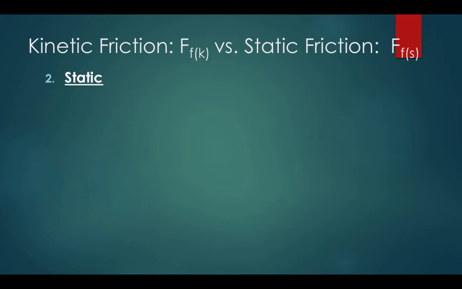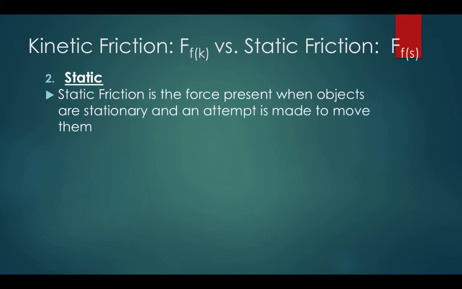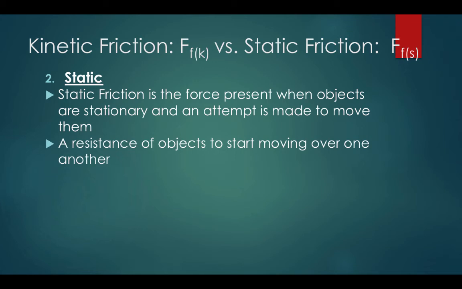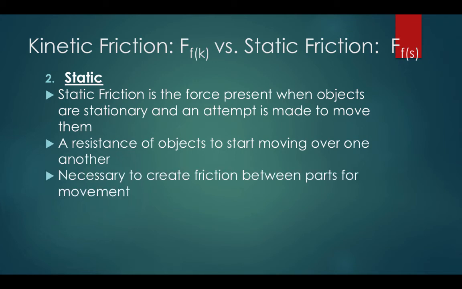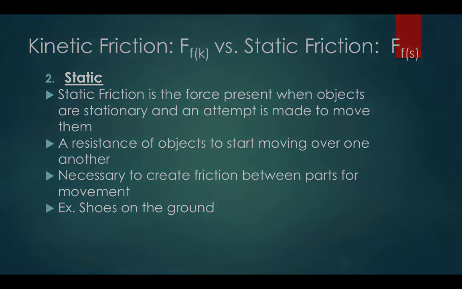The second type is static friction, which is a force present when objects are stationary and an attempt is made to move them. It's the force that resists the object from initially moving. It's a necessary type of friction when we want movement between two parts, like shoes on the ground or tires on the road. Without static friction, shoes would slip and tires would spin without transferring motion.